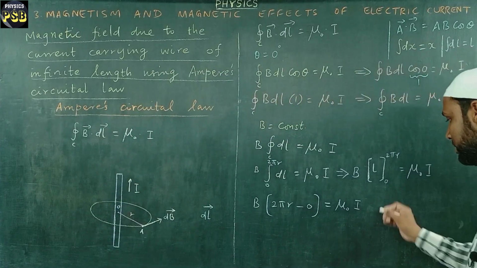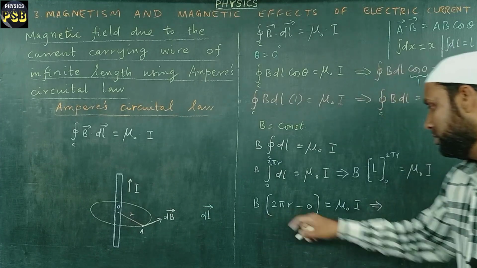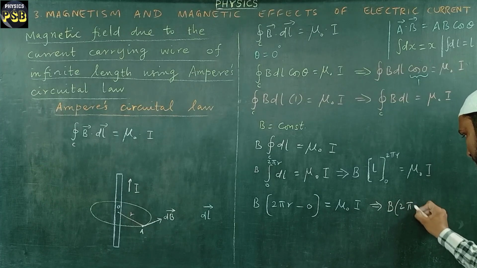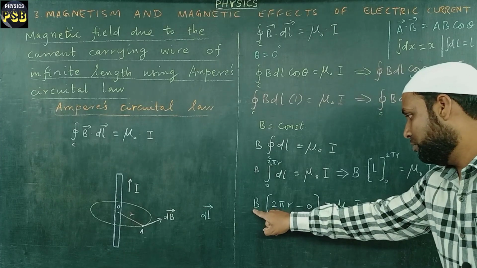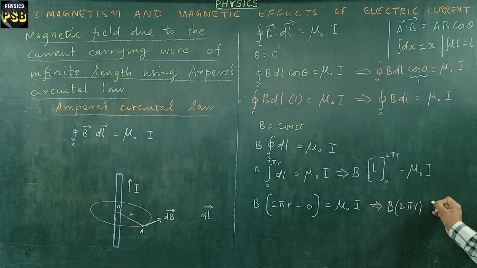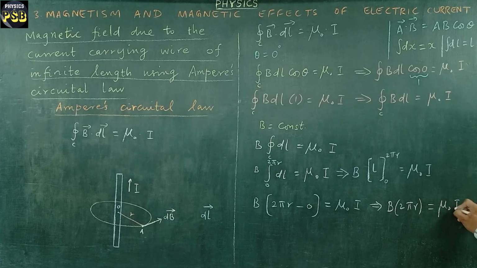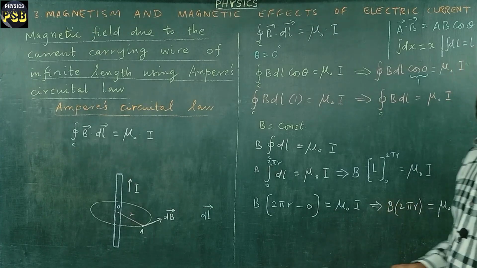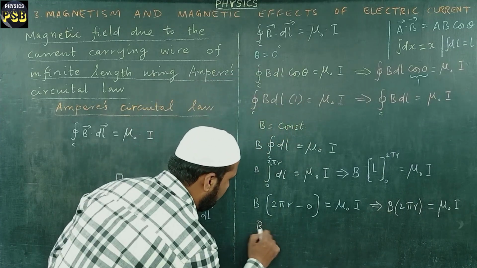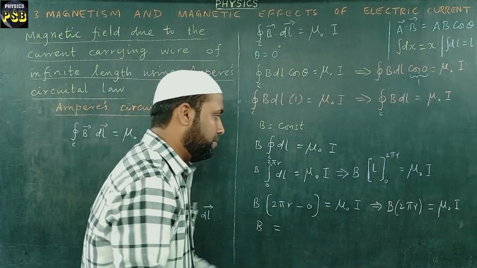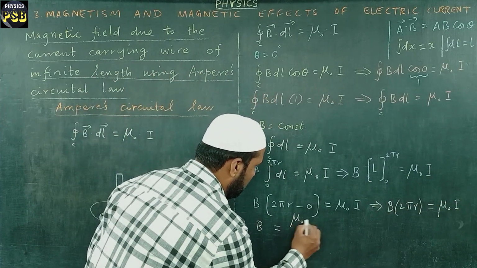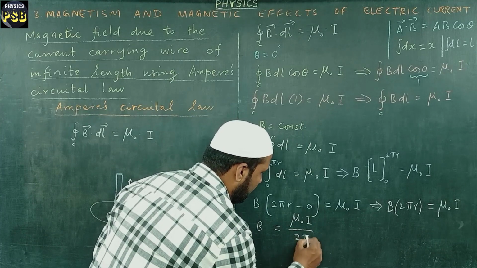After that, it becomes B multiplied with 2 pi r. Then we have 0. So, if I multiply B with 0, I get a 0. So, you have to write that here. This is equal to mu naught I. Here, my aim is to get the value of B. So, I keep B on the left hand side. Then I take 2 pi r to the right hand side. What I'll get? Mu naught I upon 2 pi r.